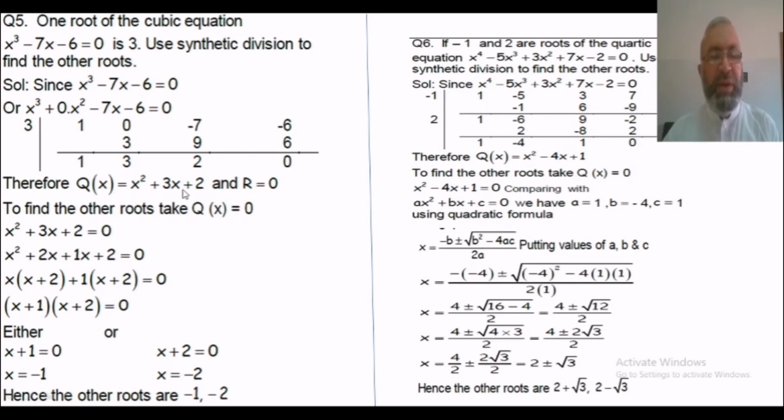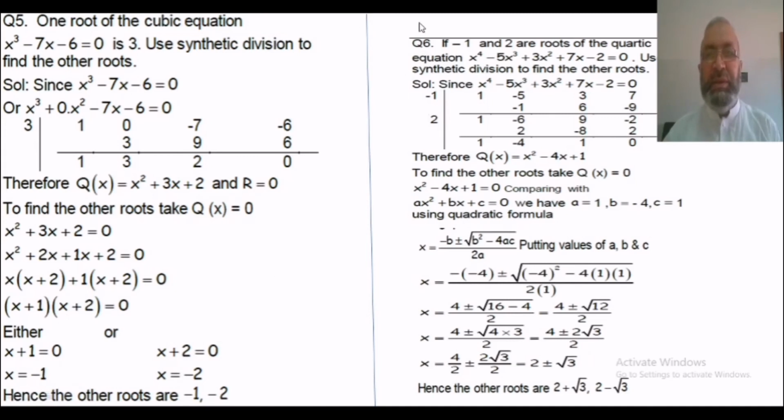So if we solve this quadratic equation, we will get another 2 roots, which are the required ones. Find the other roots. So to find the other roots, q of x is equal to 0. Now solving by factorization, we get 2 factors, x plus 1, x plus 2 equal to 0. Or x plus 1 is equal to 0, we get x is equal to minus 1, and the second factor x plus 2 is equal to 0 means x is equal to minus 2. Hence the other roots are minus 1 and minus 2.